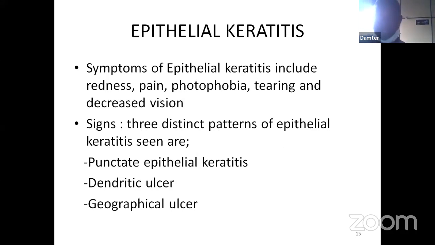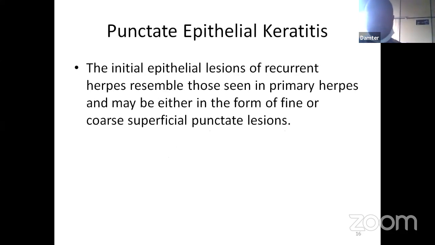So to go into a little more detail on the presentation, we want to take epithelial keratitis, which is one of the manifestations of herpes simplex keratitis. It usually presents with symptoms of redness, pain, photophobia, tearing, and decreased vision. The signs can be subclassified based on the kind of epithelial defect they create on the cornea. It could be punctate epithelial keratitis, which could be a fine or coarse punctate epithelial defect. It could be a dendritic ulcer or a geographical ulcer.